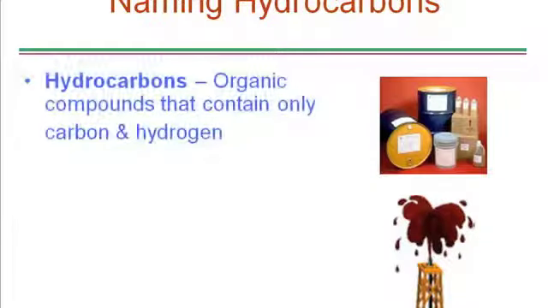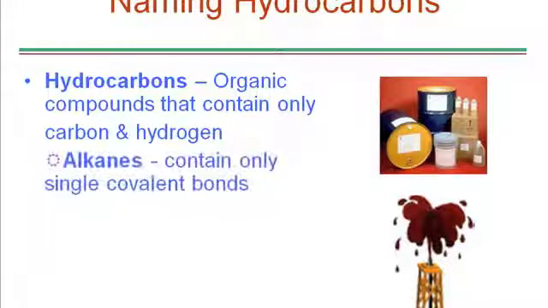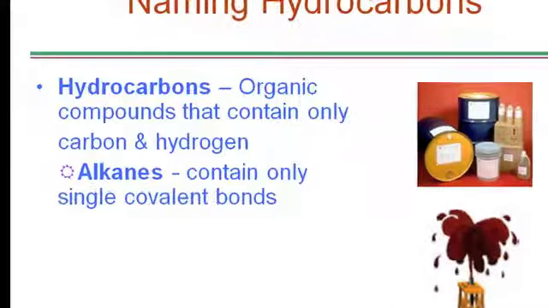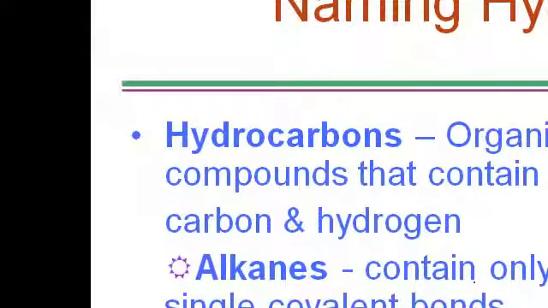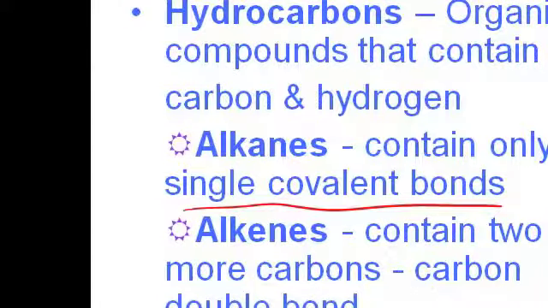So here we go. This is what we're going to be doing now. This is the key point, naming hydrocarbons. Alkanes are a type of hydrocarbon. And again, these are the ones that have single bonds between the carbons and the hydrogens. Alkenes have 2 or more carbons, where there's a double bond between 2 carbon atoms. An alkyne contains 2 or more carbons, and this is where you see a triple bond between 2 carbons.